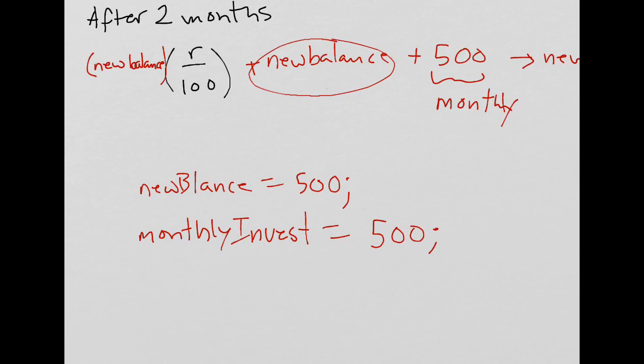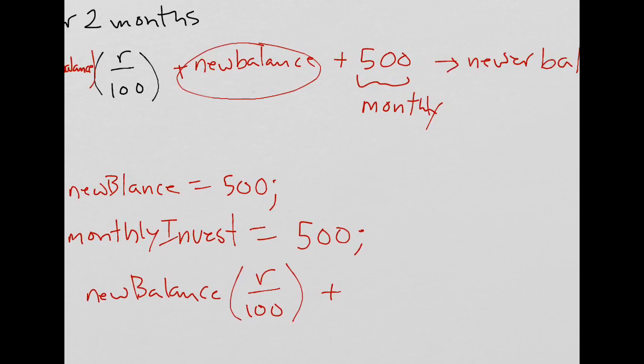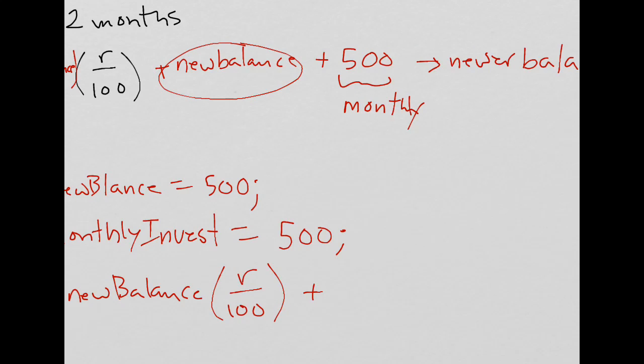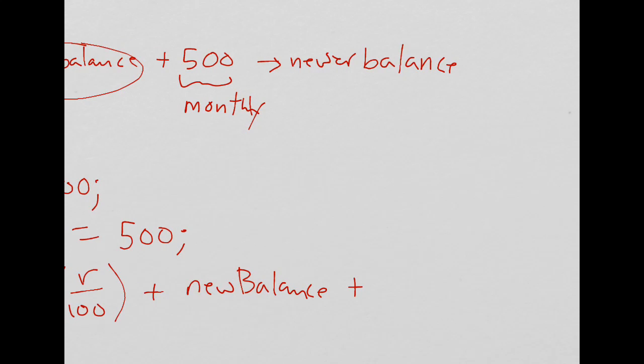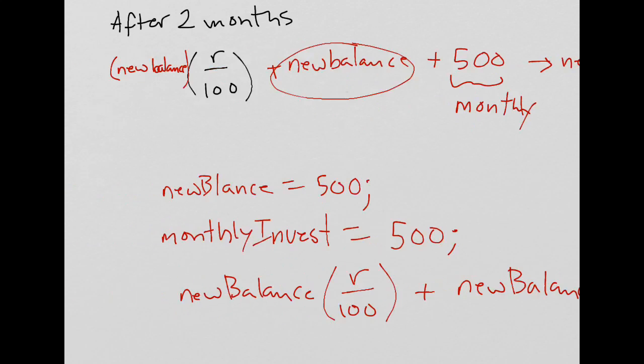So the new balance is also going to be the initial balance, and it's also the monthly investment. And then my formula becomes new balance times R divided by 100, and then I'm adding my new balance back. So I'm getting the percent interest on that balance, and I'm adding it to that balance. And then plus the monthly investment. And that's going to get all stored into, you guessed it, new balance.